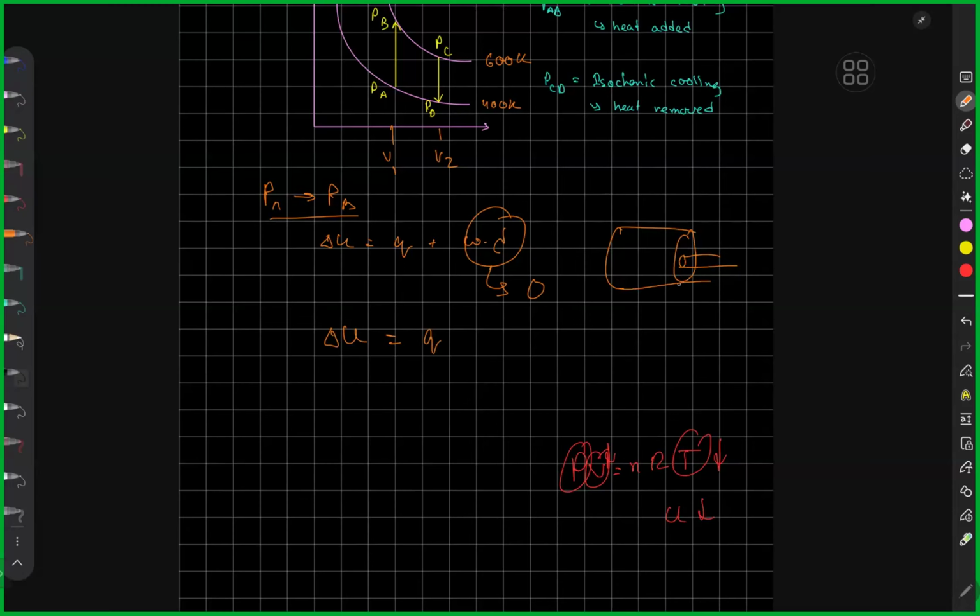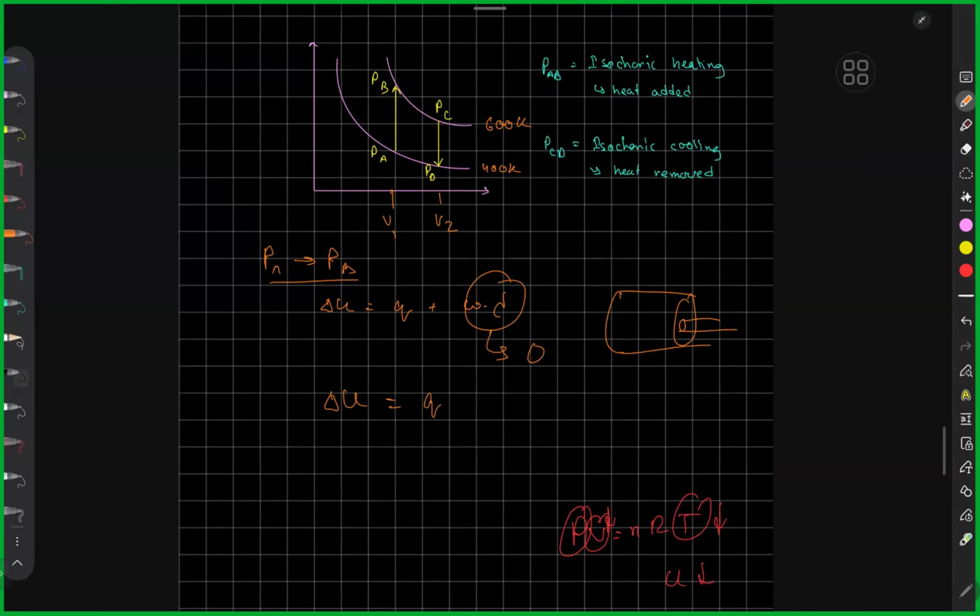Over here, volume does not change. Only pressure changes. Okay. So over here, if I'm going from PA to PB, is temperature increasing? Yes. It goes from 400 Kelvin to 600 Kelvin. Temperature is increasing.